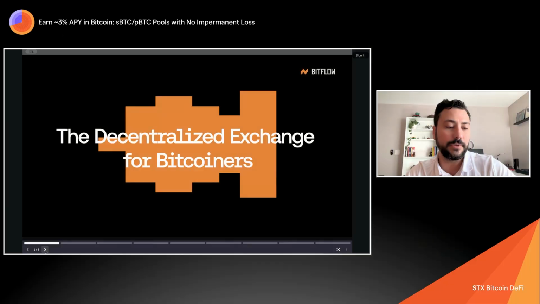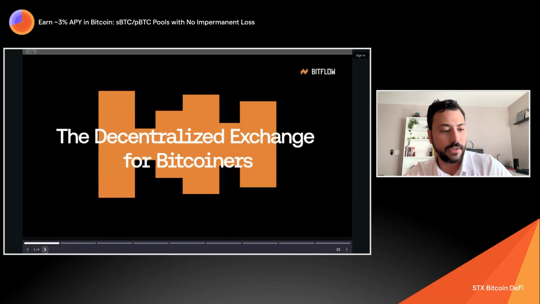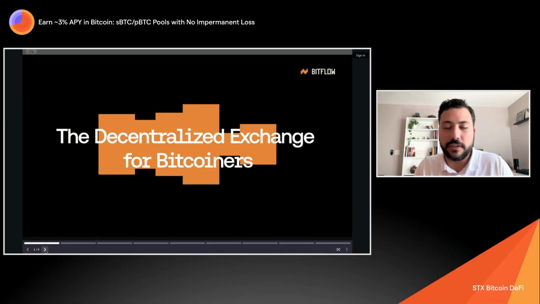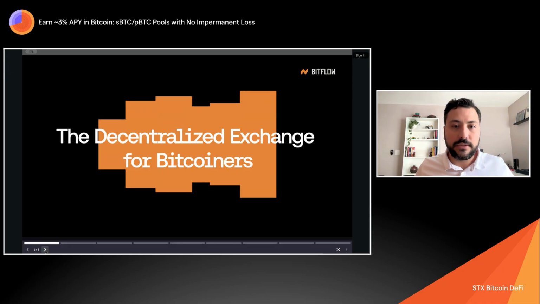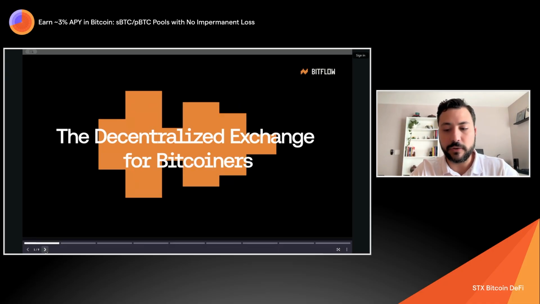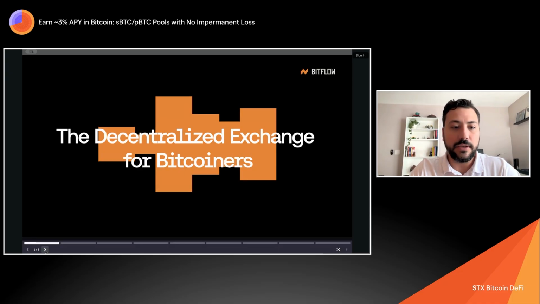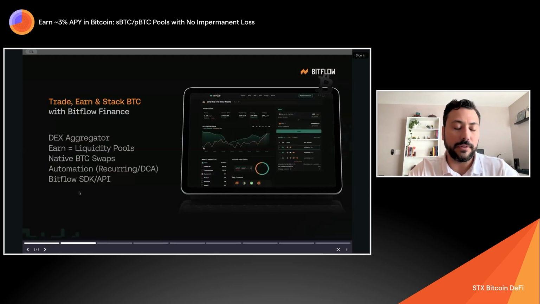Before we go into specific strategies with BitFlow, let me give you a quick introduction and overview of what BitFlow is. We are the leading decentralized exchange on Stacks, the decentralized exchange for Bitcoiners. What does that mean? Users can trade, earn, and stack BTC with BitFlow Finance.